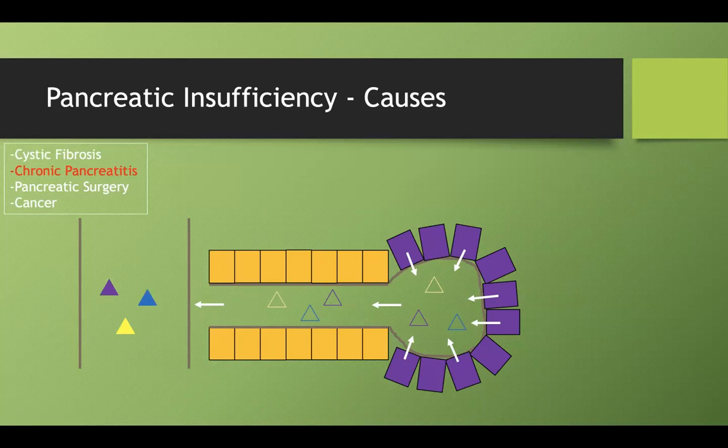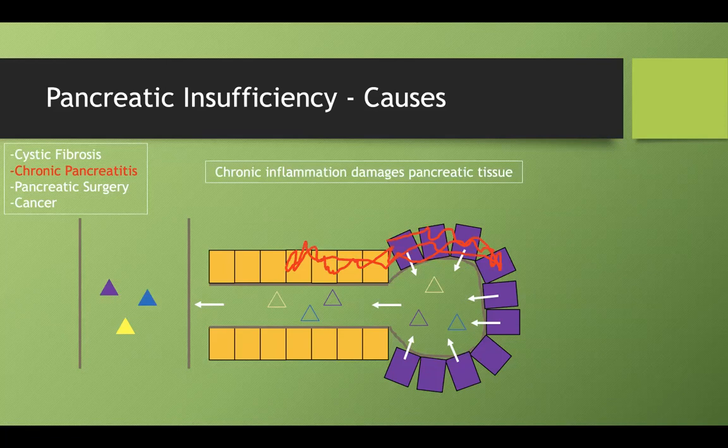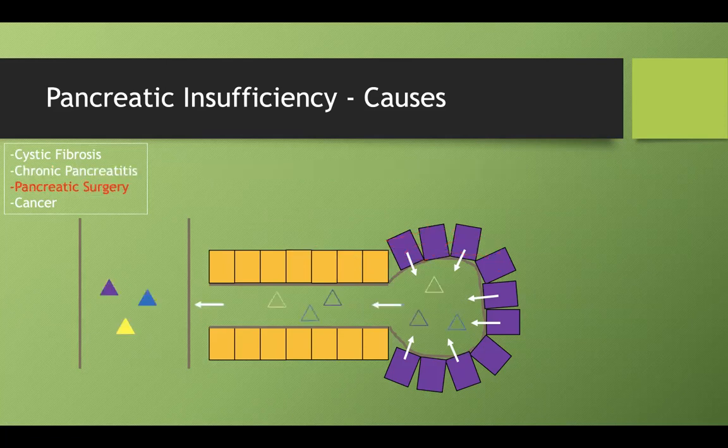In chronic pancreatitis, we just saw this a second ago. What's going to happen is this chronic inflammation here will damage the pancreatic tissue, and you'll lose a lot of the ability of the acinar cells to produce your pancreatic enzymes. Pancreatic surgery is pretty self-explanatory. If you don't have a section of your pancreas, you're obviously not going to have some proportion of your pancreatic enzyme potential.